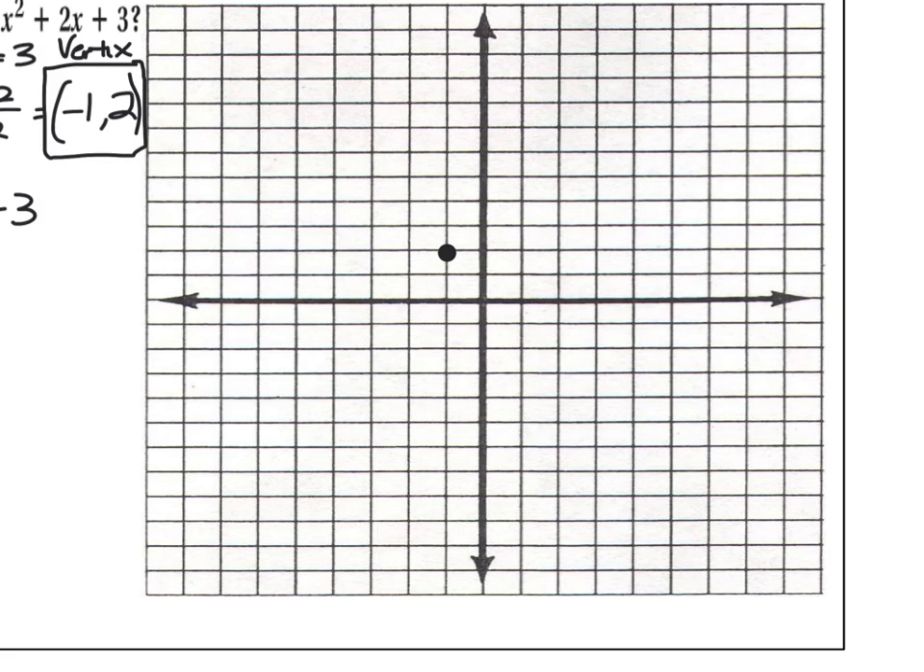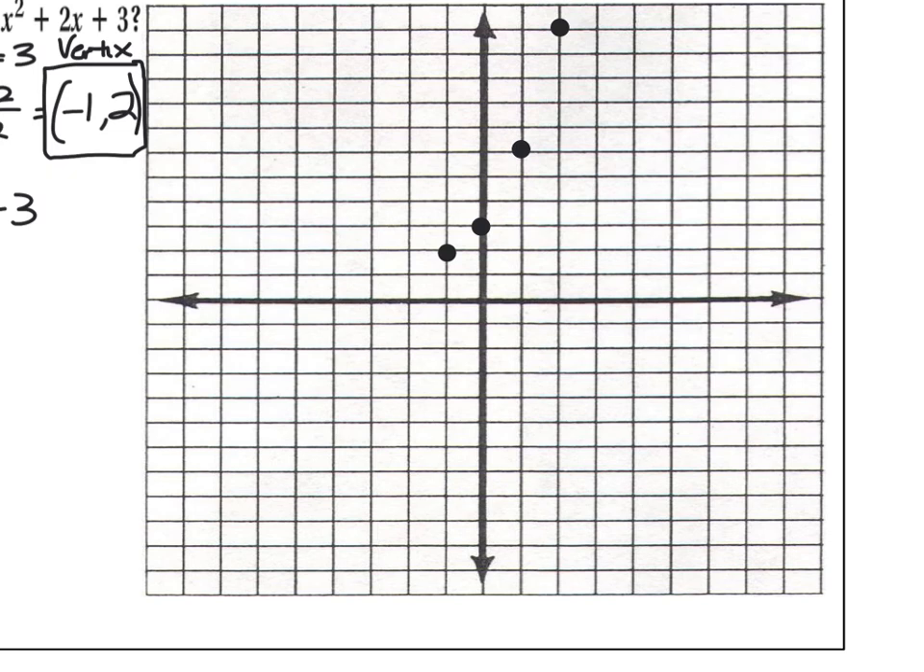I'm going to go right 1, and then I'm going to go up 1, because 1 times 1 is 1. Then I'm going to go right 1, up 3, because 3 times 1 is 3. And then I'm going to go right 1 and up 5. Again, the right 1 up 5 you may or may not have on your graph.